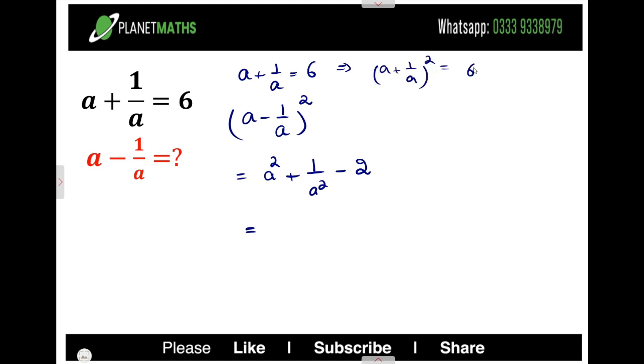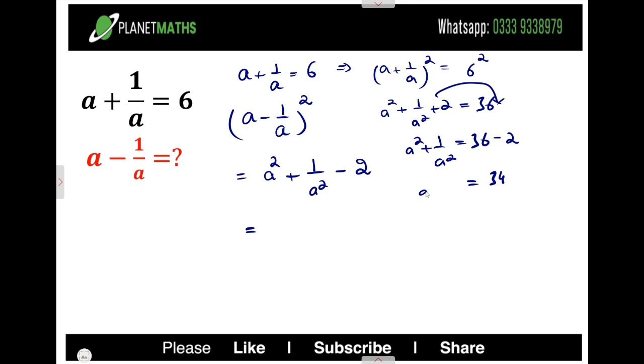If you square both sides, from here you will get a square plus 1 over a square plus 2 is equal to 6 square, which equals 36. Now shift plus 2 to the right side, it will become negative, so you will be left with 34, which is the value of a square plus 1 over a square. You can put this value over here: 34 minus 2 equals 32. So this is the value of a minus 1 over a whole square.